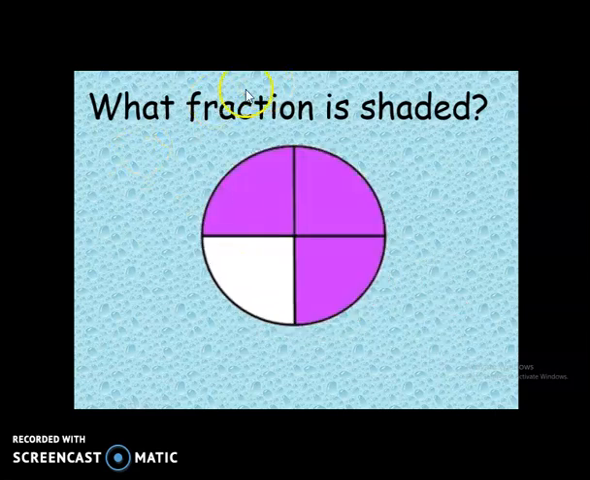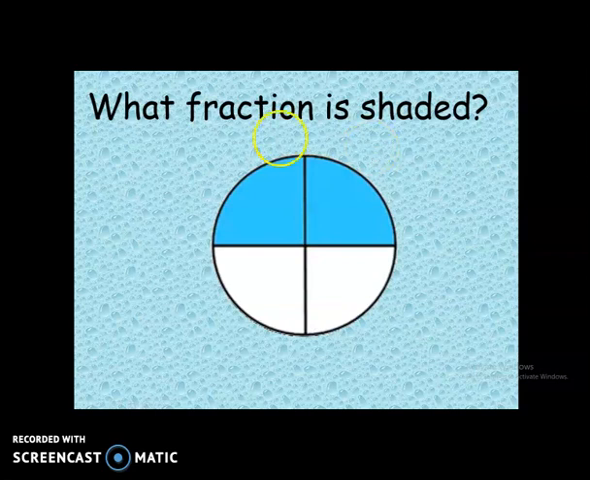So you can see, what fraction is shaded over here? You can see these are three parts that have been shaded. So how are you going to write your fraction? Is it 1/4 or 3/4? So let's find out. It is 3/4. Why is it 3/4? Because three parts have been shaded. 1, 2, 3. Those are three parts that have been shaded. Three parts out of four. There were four parts, but only three parts have been shaded.